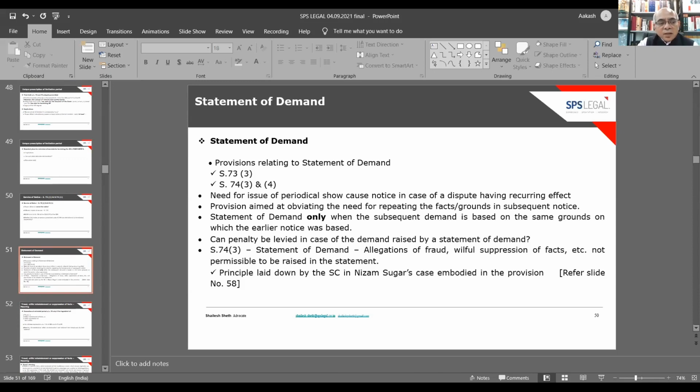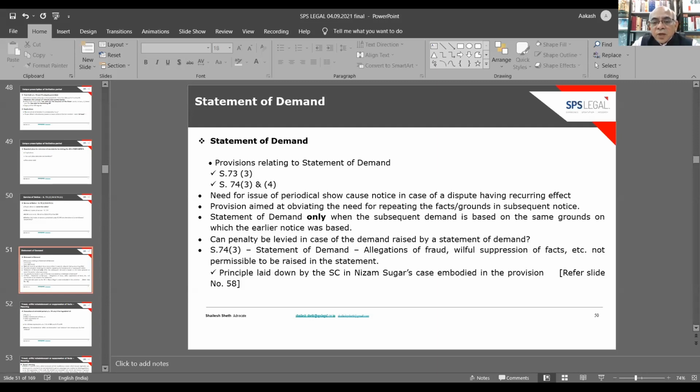Statement of demand. The statement of demand comes when a notice is to be issued for a subsequent period. This practice was introduced in excise and service tax a few years back and has been continued under GST, whereby the officer need not narrate the whole story again in the show cause notice to be issued for the subsequent period, when there is a recurring effect of a particular dispute. And this is all right; it is just to save time, energy and paper. So he can simply issue a statement of demand in tabulated form, and simply say that this notice is based on the same grounds and basis on which the earlier show cause notice for the earlier period has been issued.